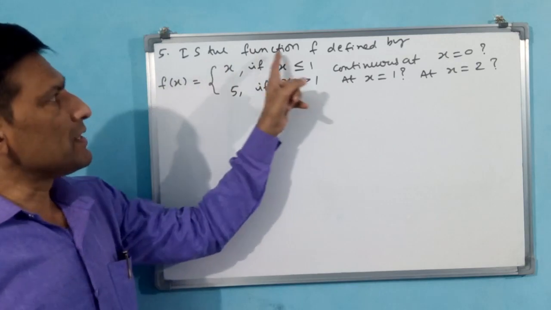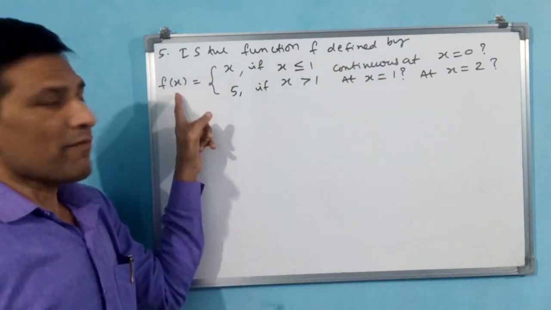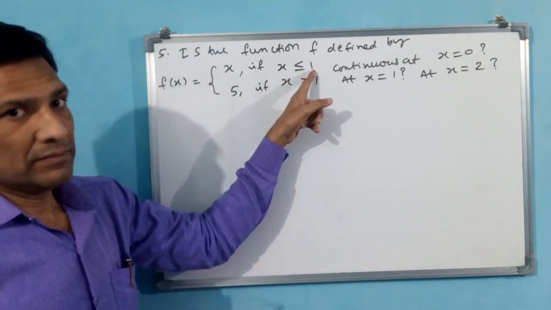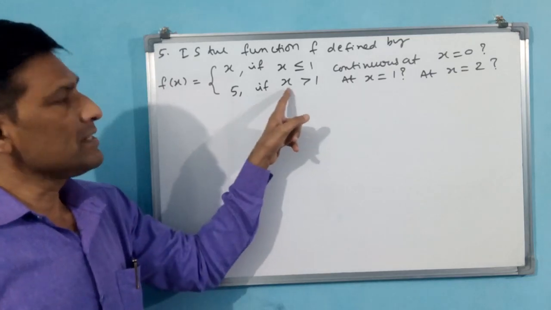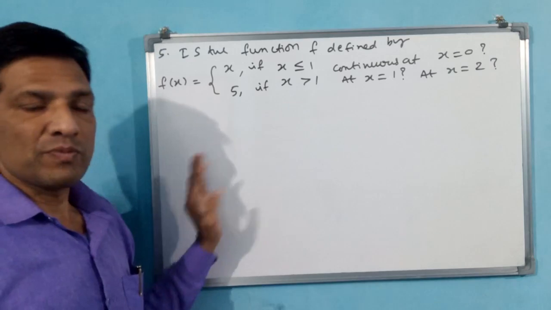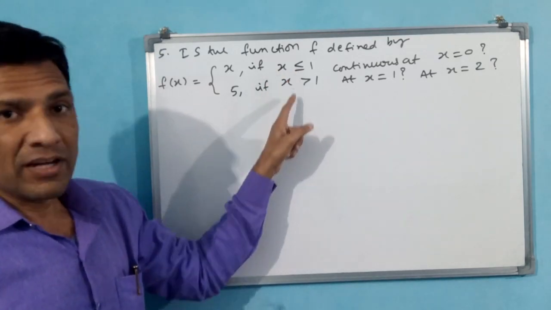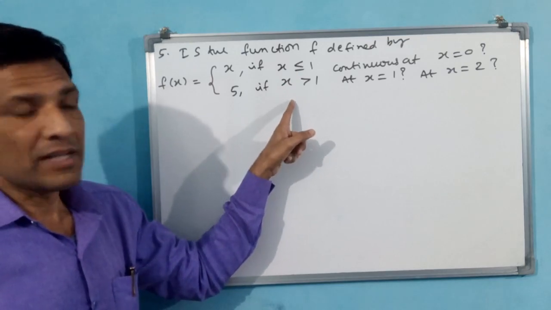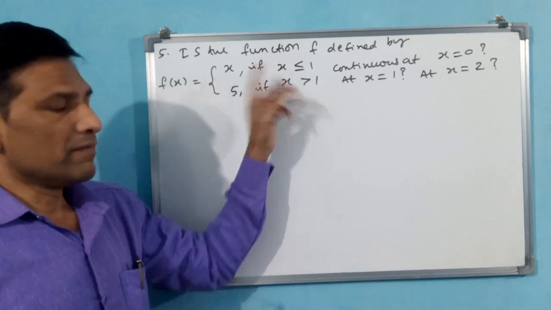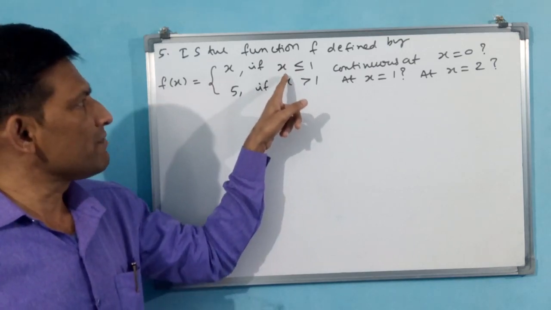Is the function f defined by f of x is equal to x if x is less than or equal to 1, and 5 if x is greater than 1. I already told you, if a simple function comes, normally those are going to be continuous. If conditions like these are there, these are called logical controls. Why? Because these are not directly equal, they are logical. If less than or equal to or greater than, the equal to will come for any one.